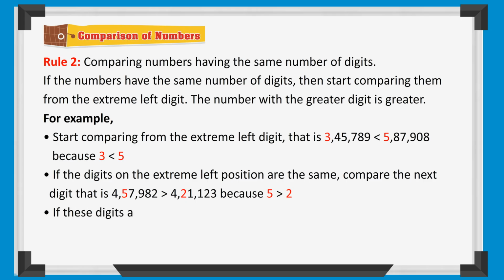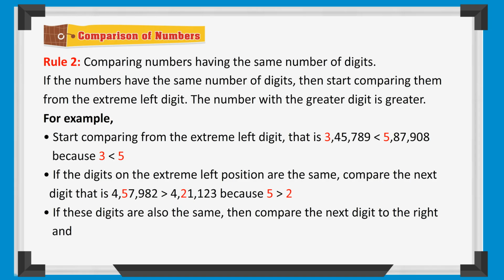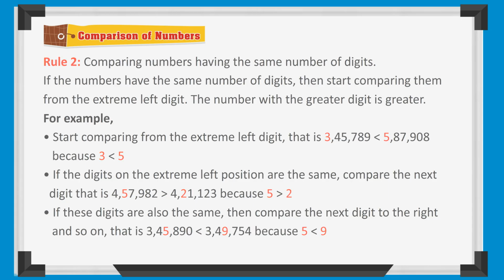If these digits are also the same, then compare the next digit to the right and so on. That is 3,45,000. 890 is less than 3,49,754 because 5 is less than 9.